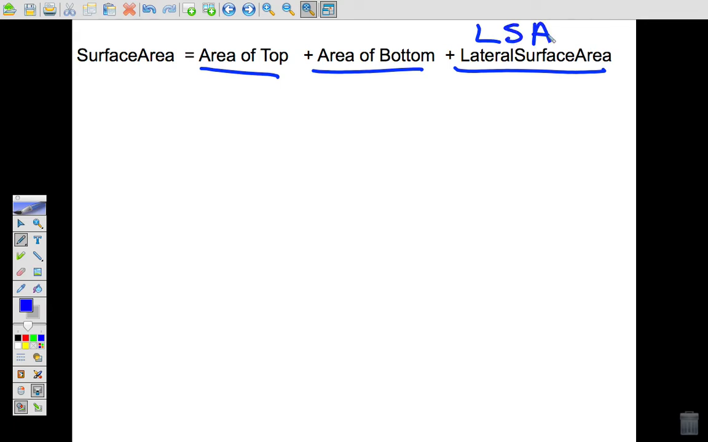Now, how do you find lateral surface area, which we mostly call LSA? How do we find the sides? Well, we take the perimeter of the bottom of the shape, and we multiply that by the height of the shape. That'll give us the sides. So it makes sense that no matter what type of figure I have, as long as it's uniform and the sides are straight up and down, I can find the area of the top, the area of the bottom, and the area of the sides, add them all up, and I've got the total surface area.